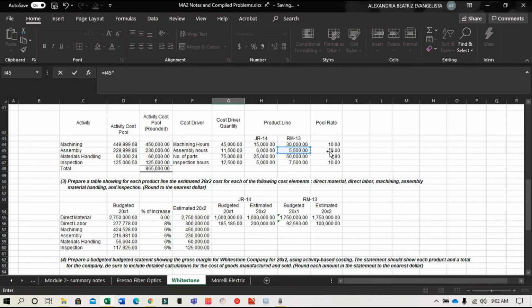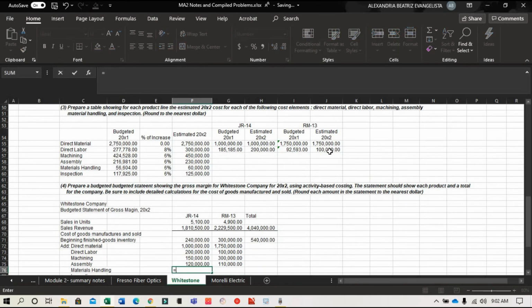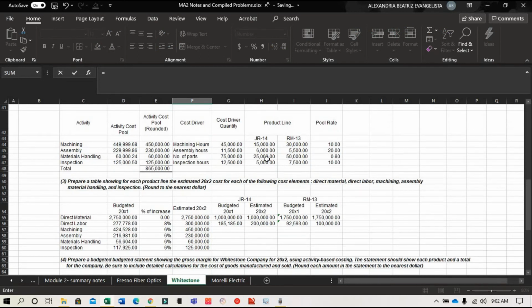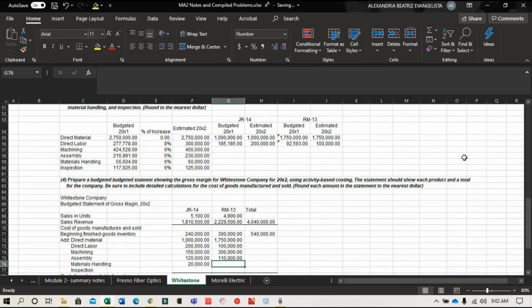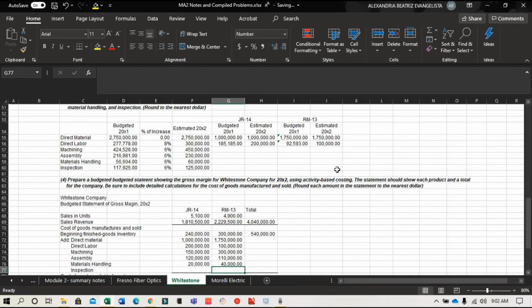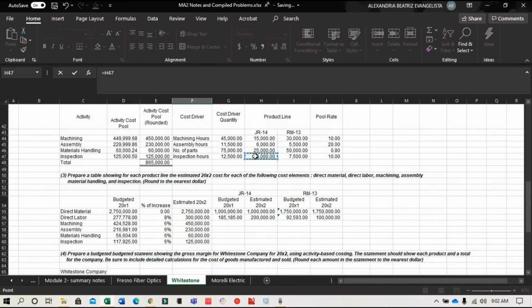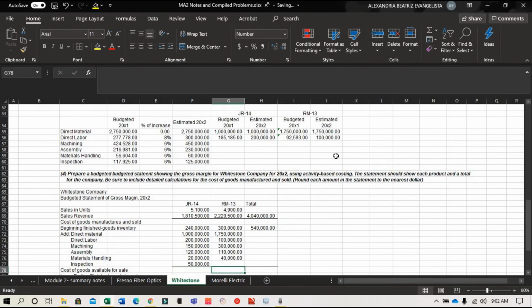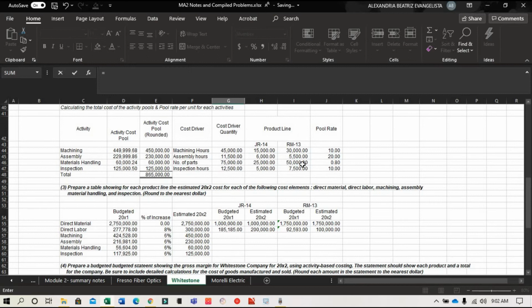For materials handling, that is 25,000 multiplied by 0.8, just 20. And for RM13, that is 50,000 multiplied by 0.8. That would give us 40,000. And for inspection, it's 5,000 multiplied by 10. And for RM13, that is 7,500 multiplied by 10.